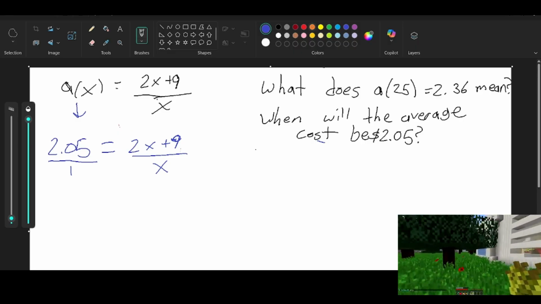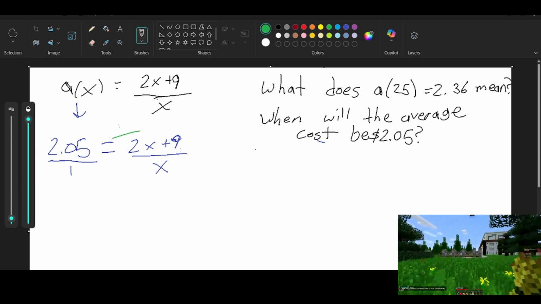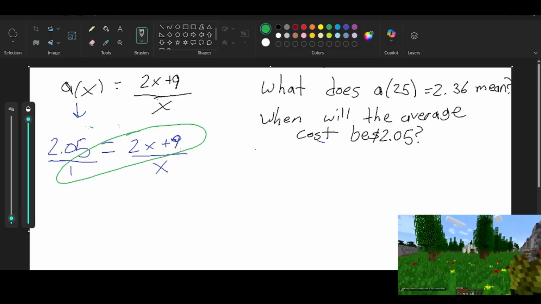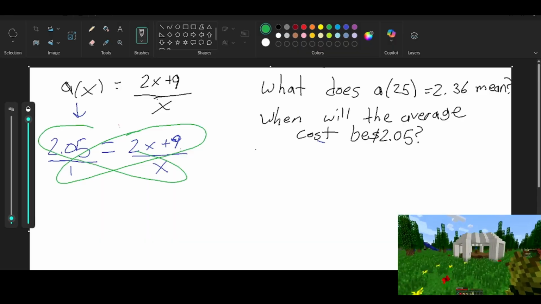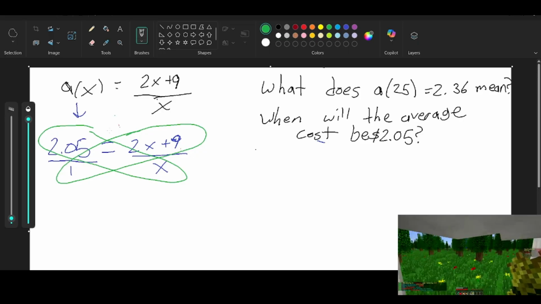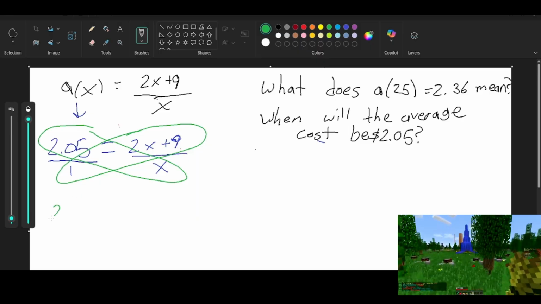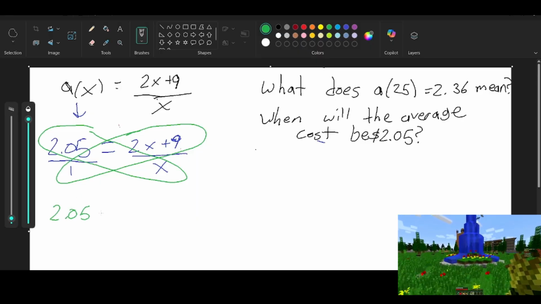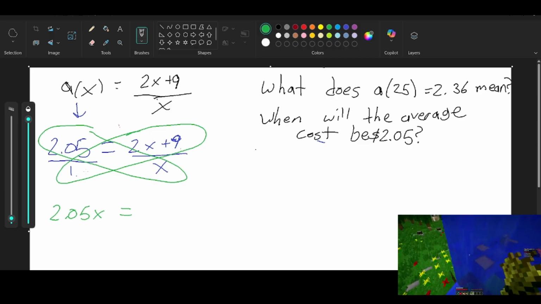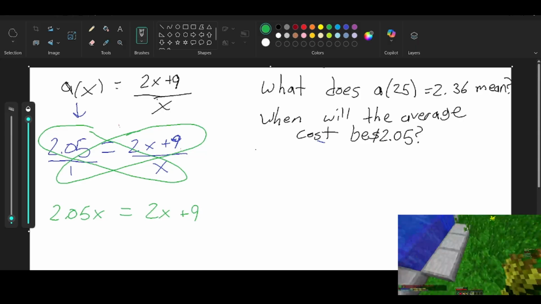So, reminder on the butterfly method, which we've been working with for a little bit, I've got this 2x plus 9 times the 1, and I've got this 2.05 times the x. The reason we do this method is because it just gets rid of our fractions. So this 2.05 times the x would just be, quite literally, 2.05x. And that equals 2x plus 9 times 1, which anything times 1 is just itself. So that's not too bad, right?